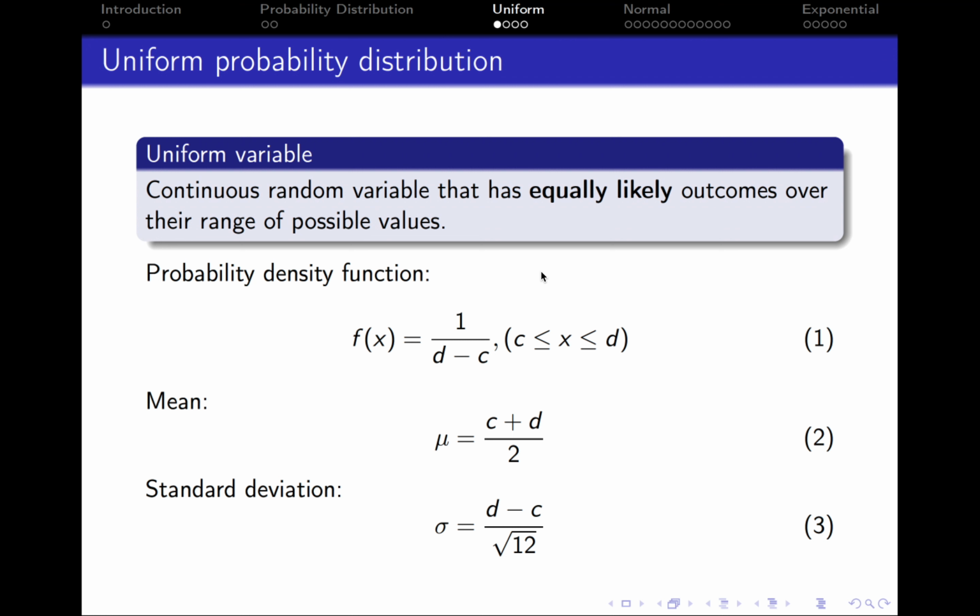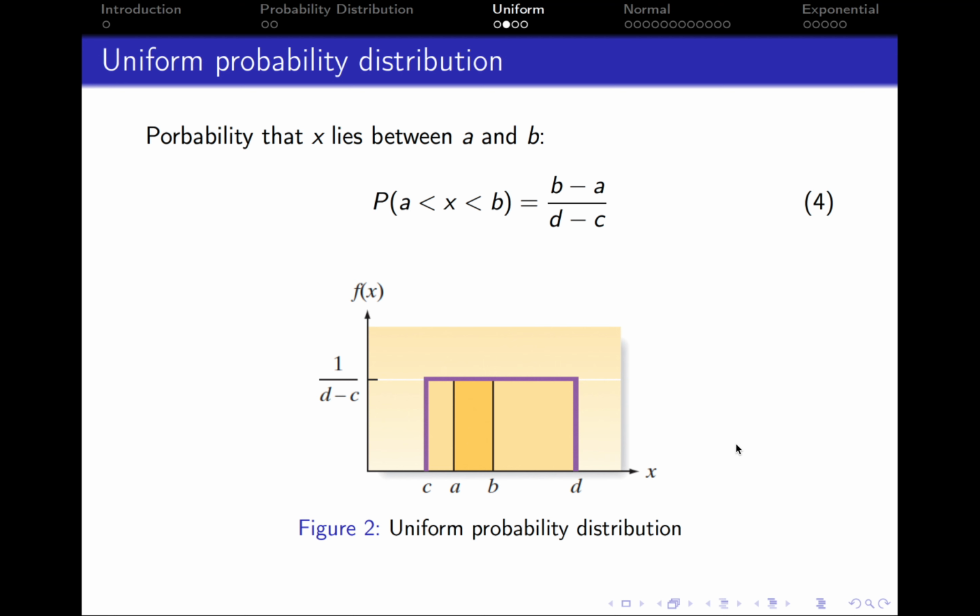So the probability density function in this case is estimated as 1 over d minus c, where d and c will be the upper boundary and the lower boundary of some interval. And the x, the variable of interest, will be lying between c and d. We can also calculate the mean and standard deviation for a uniform variable, and here are the formulas for you.